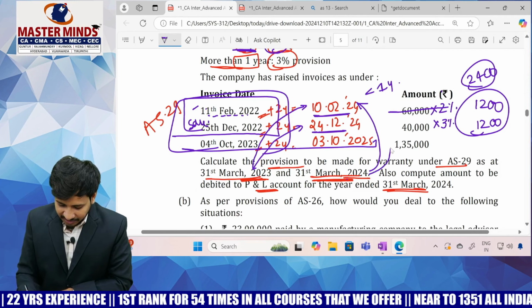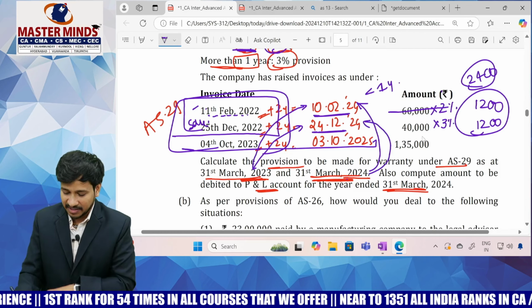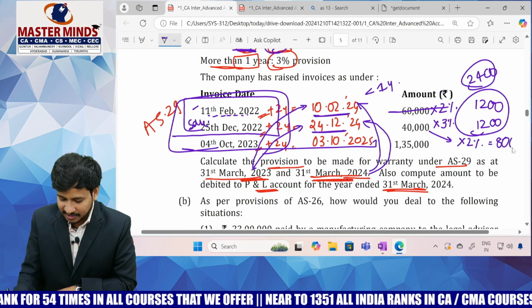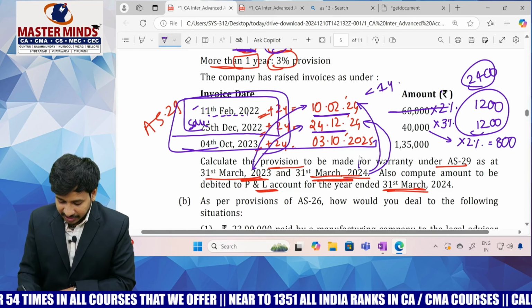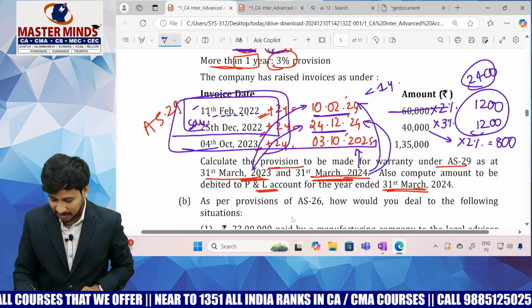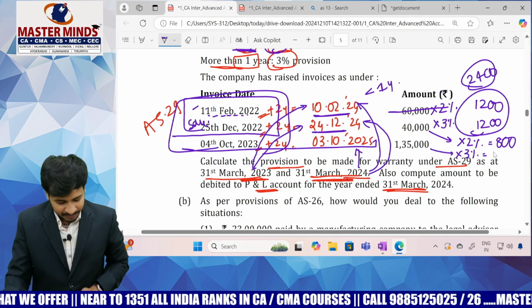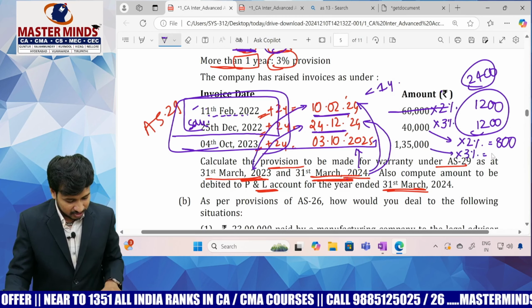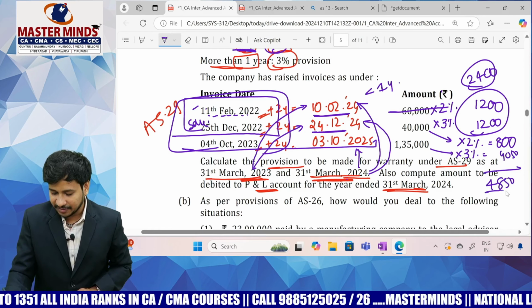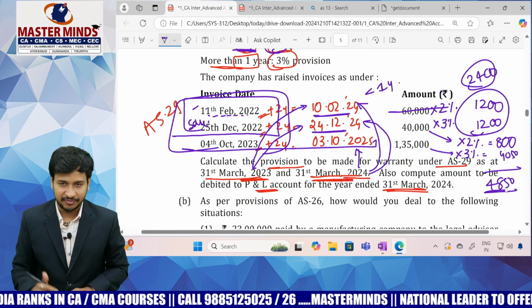From 31/3/2024 to 24/12/2024, the balance warranty period is less than 1 year, and hence on 40,000 you have to create 2%, which comes to 800. And from 31/3/2024 to 3/10/2025, almost 1 year, 3 months you are having, which is more than 1 year, and hence it comes to 3%. That is 135,000 into 3%, which is 4050. On a whole, it comes to 4850. This is the provision required at the end of 31/3/2024.